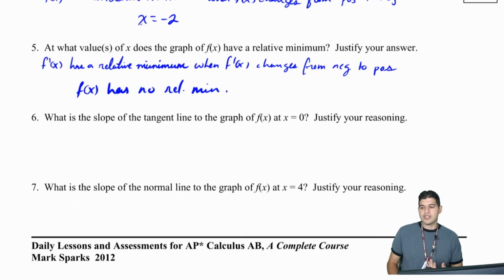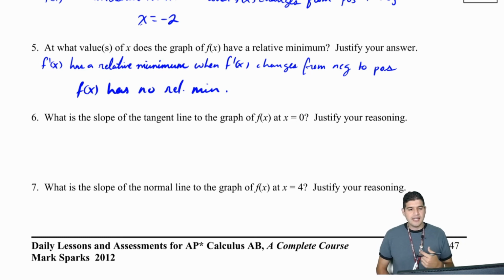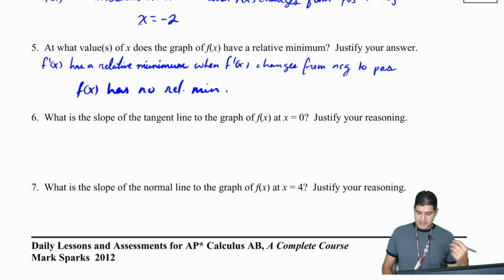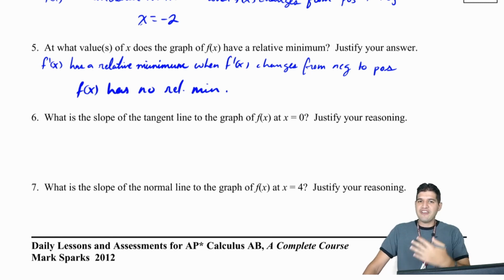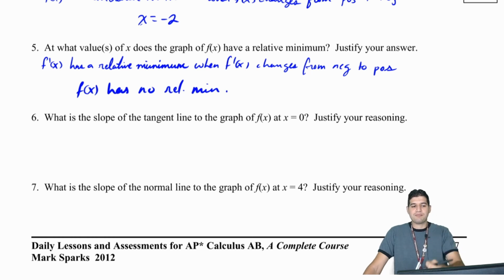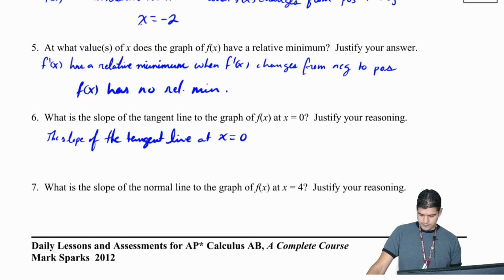Now we want to say, what is the slope of the tangent line to the graph of f of x at x equal to 0? Well, the slope of the tangent line means derivative. We're given the graph of the derivative. So for the slope of the tangent line at 0, we just look at the graph at 0 and we give that value, that f prime value. The slope of the tangent line at x equals 0 is -2 because f prime of 0 equals -2.